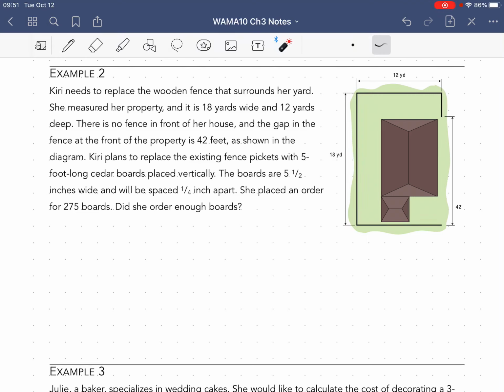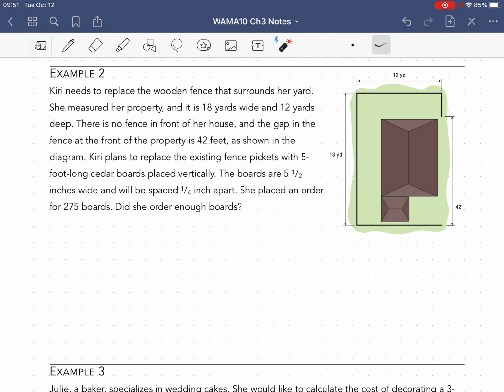Let's take a look at example number 2. Kiri needs to replace the wooden fence that surrounds her yard. All right, so we can see the wooden fence that surrounds her yard right here. She measured her property. It's 18 yards wide. It's already drawn out for us, 18 yards and 12 yards deep.